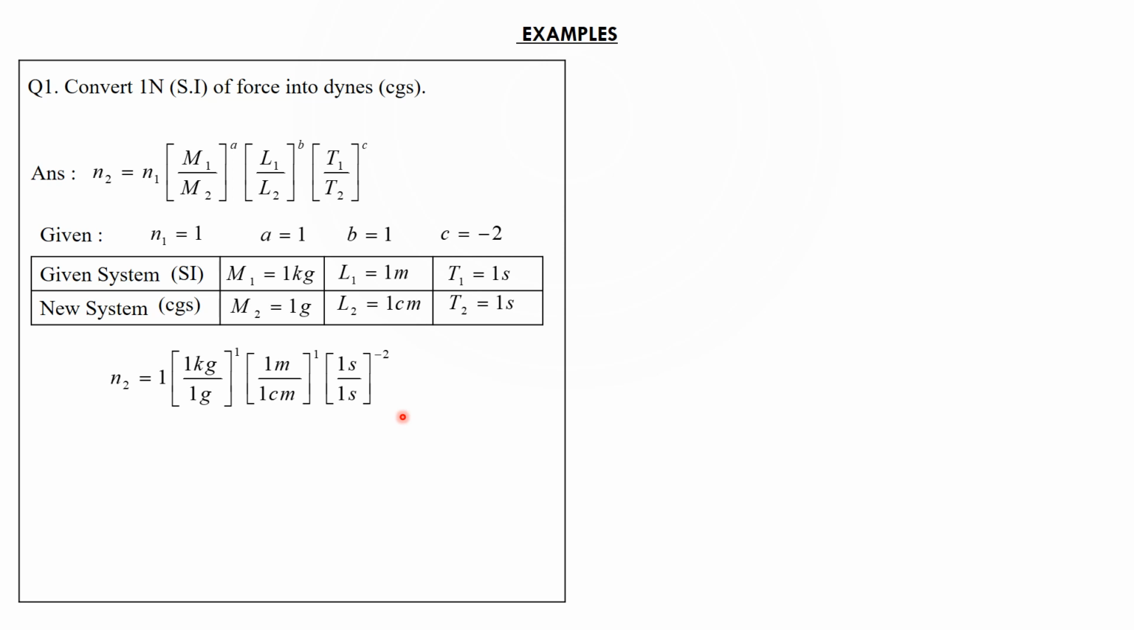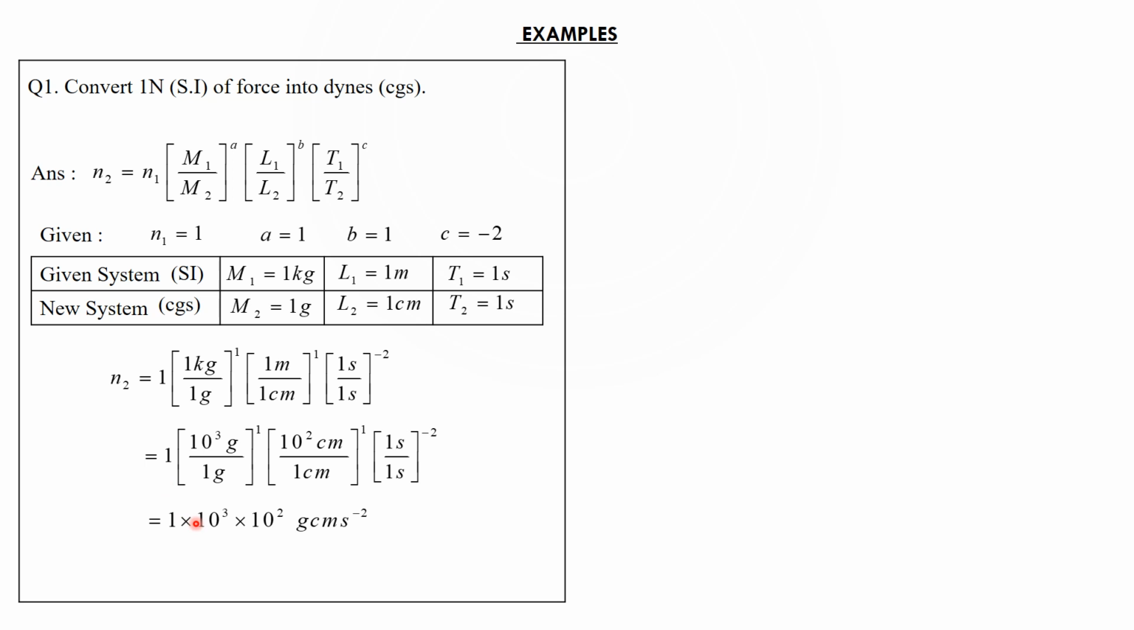Okay, now what was the next step? Convert the numerator in terms of the denominator. Okay, so 10 to the power of 3 grams for 1 kg, 10 to the power of 2 centimeter for 1 meter. Okay, now let us solve it. So 10 to the power of 3, 10 to the power of 2, then gram centimeter per second square. That means N2 is equal to 10 to the power of 5 gram centimeter per second square, or 1 Newton is equal to 10 to the power of 5 dynes.